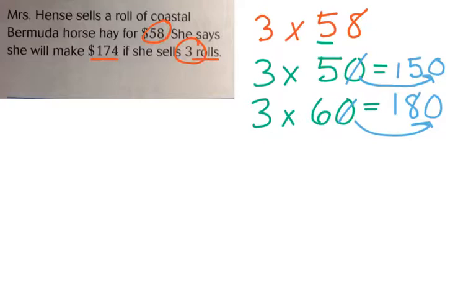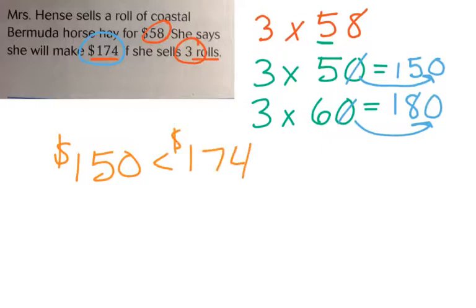All right, now I have to see, is the statement true? She says that she will make $174. Could that be a reasonable amount of money that she makes? Let's see. We're going to set up an inequality. We're going to say $150. Is that less than the number that they give us, 174? Is that less than that? Yes, it is. So that's reasonable.